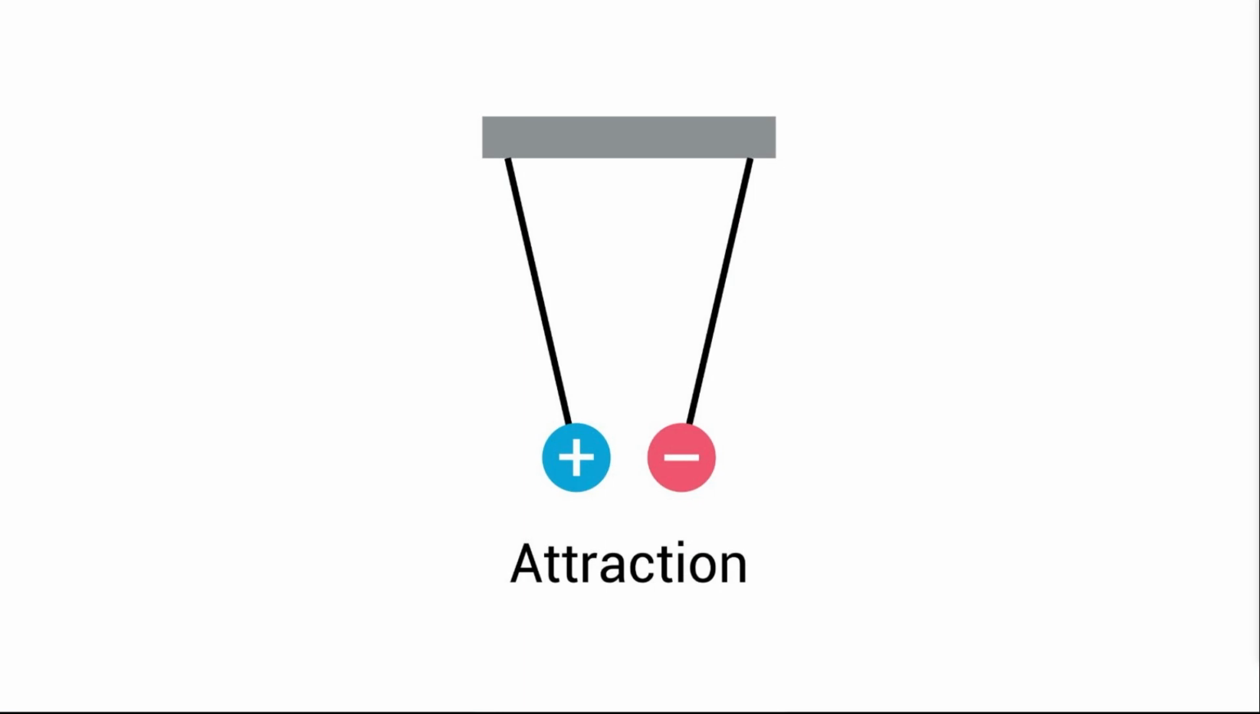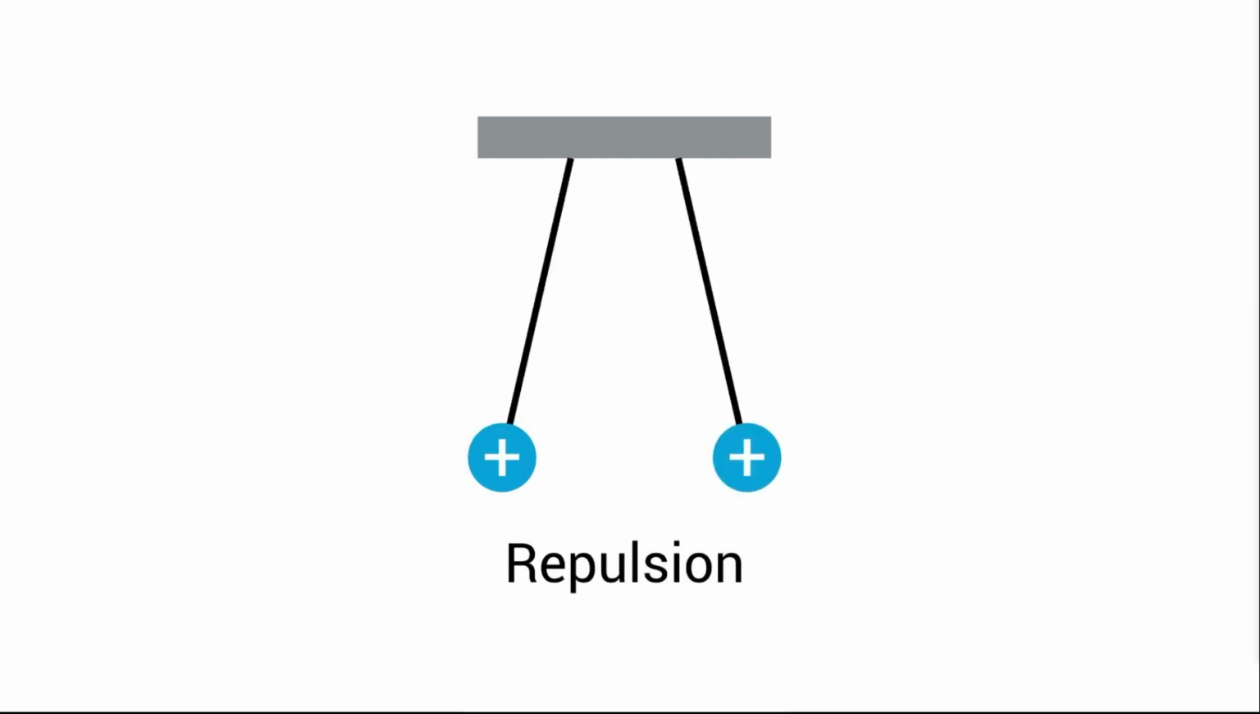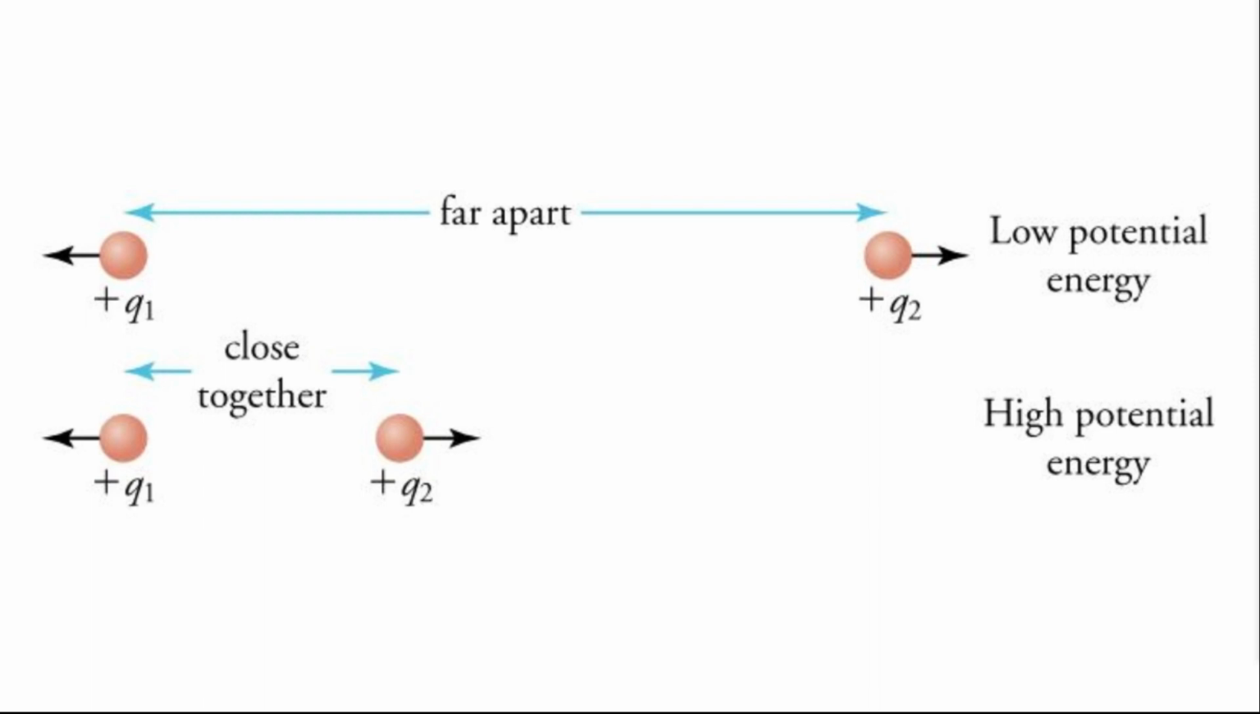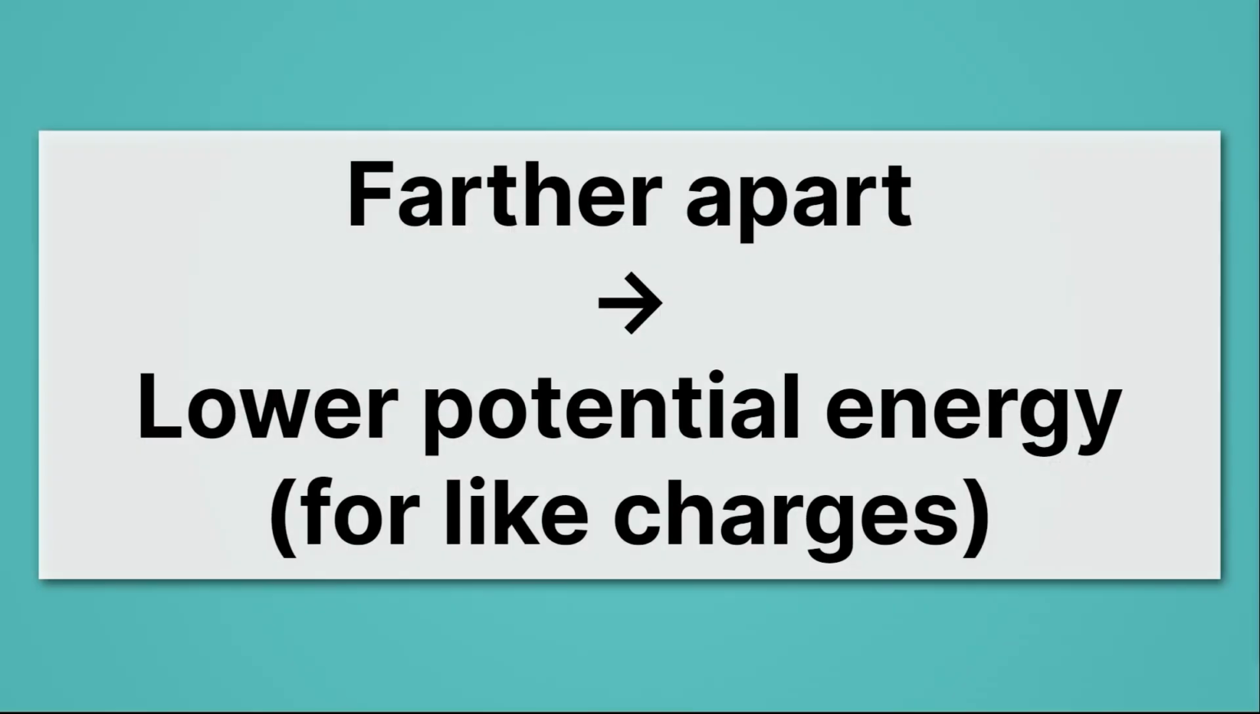Remember that it's going to take energy to pull those apart, and so as I pull them apart, I'm increasing their potential energy. But the opposite is true for like charges, which experience repulsion. Here, if I push them together, I'm actually increasing their potential energy because they don't want to be together. They're going to fall away from each other, so to speak. So for the same charges, we have low potential energy when they're far apart, and if we squeeze them together despite what they want, they would have high potential energy. So the farther apart things are, the lower the potential energy for like charges.